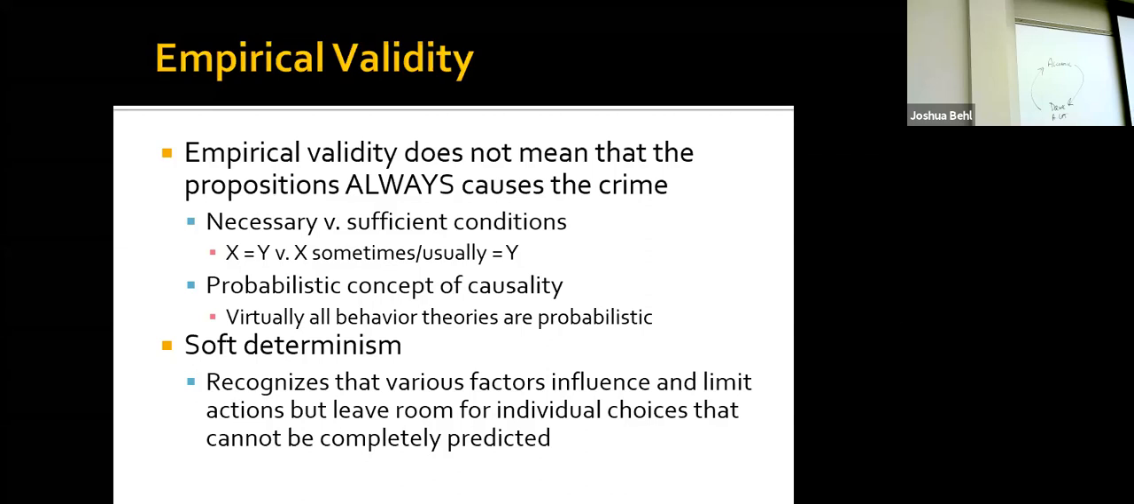So there's necessary versus sufficient conditions. There's also the probabilistic concept of causality. This is basically what I just said. Virtually all behavioral theories are probabilistic, and it's a soft determinism. This recognizes that there are various factors that influence and limit actions, but also leave room for individual choice that cannot be completely predicted.